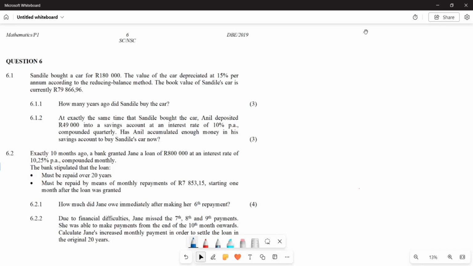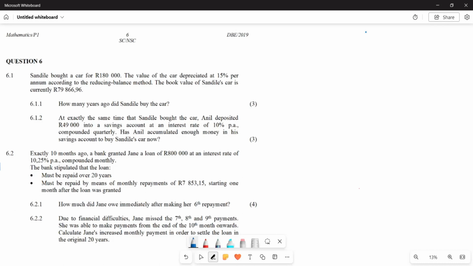Look, what we are going to be looking at today is understanding your financial mathematics questions. And today, the paper that we are looking at is May-June 2019. Yes. So now we are going to look at our question 6.